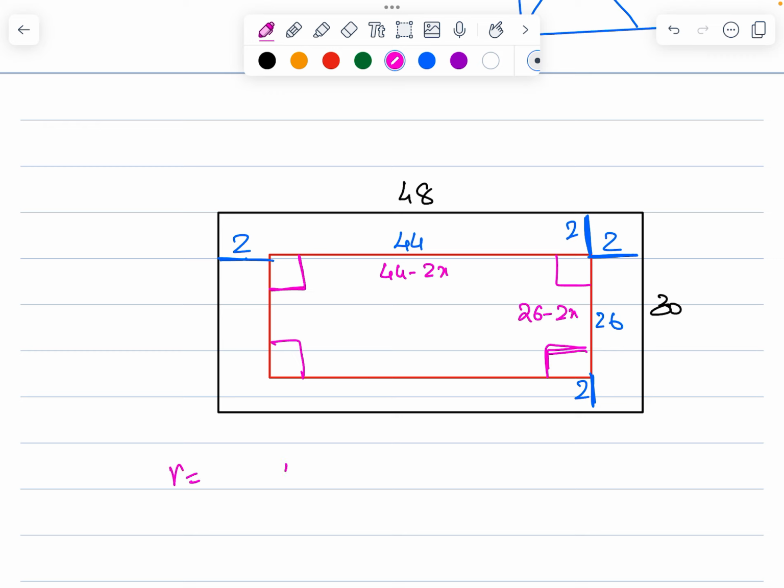So what is the volume of the new box? 44 minus 2x and 26 minus 2x, times x. Now use the calculator again, GDC, to find the maximum volume. He's asking what is the maximum volume. So use the GDC, and you should get 2730 centimeters cubed.